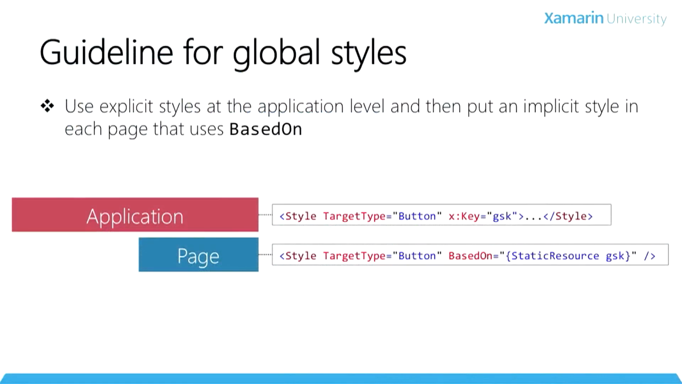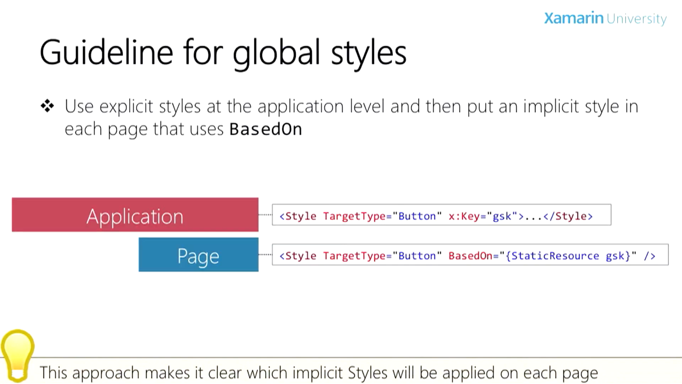Placing implicit styles at the application level helps with sharing, but it can also obscure which styles are applied on each page. So here's one technique that can make things a little bit more clear. Use explicit styles at the application level, then define an implicit style on each page and have the implicit style based on the application level style, and then don't add any setters to the page level implicit style. Its purpose is simply to convert an explicit application level style to an implicit page level style.